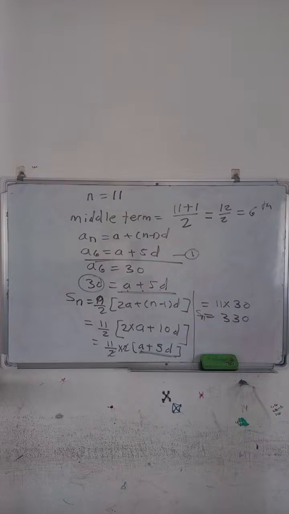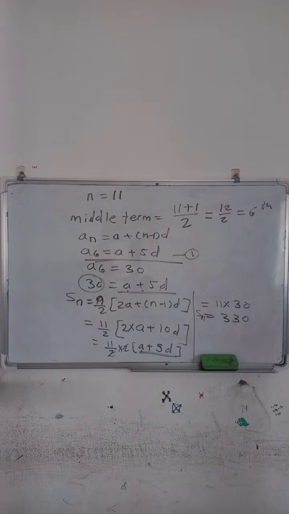Show that the sum of its first m plus n terms is equal to 0. Okay, so I'll repeat this question. If the sum of first m terms of an AP is same as the sum of its first n terms, show that the sum of its first m plus n terms is equal to 0.